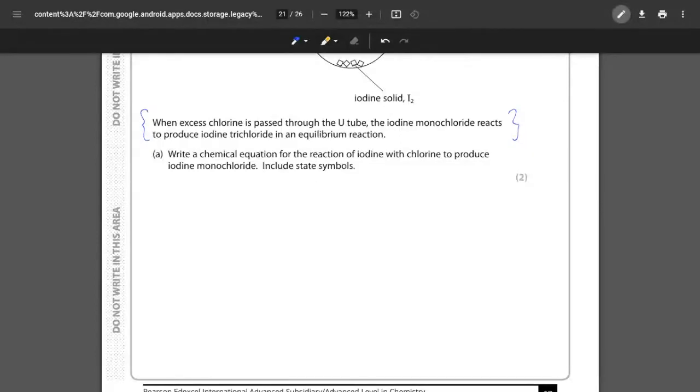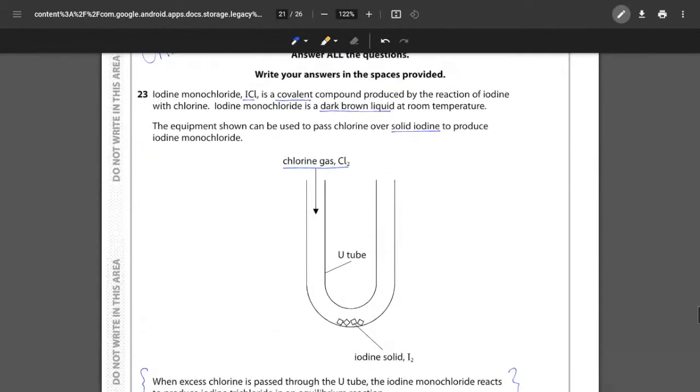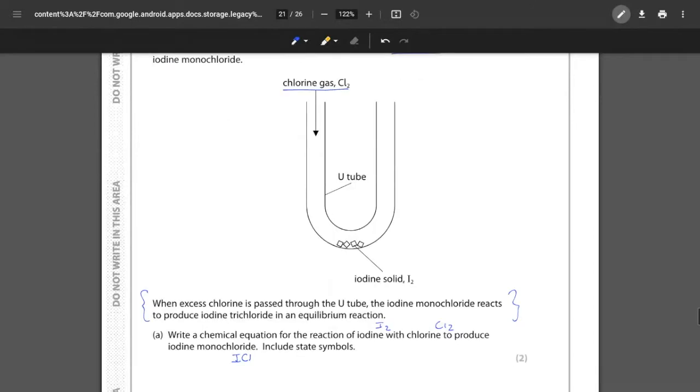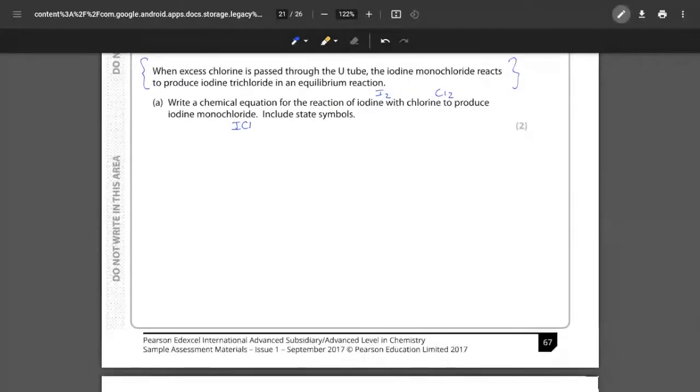So part A, very simple, 2 marks. Write a chemical equation for the reaction of iodine with chlorine to produce the iodine monochloride. So we've got our ICl being produced from the I2 and the Cl2. Nice and easy, but don't be caught out by the state symbols. There was a reason that I underlined each of these. The iodine monochloride is a liquid, the iodine is a solid, the chlorine is a gas. So you must make sure to put these state symbols in.